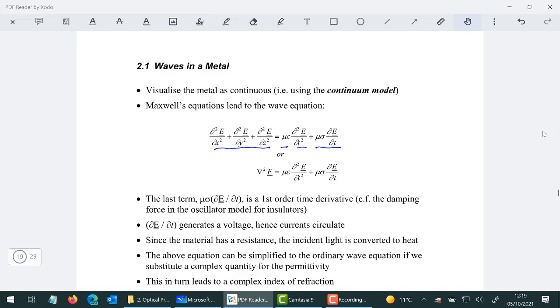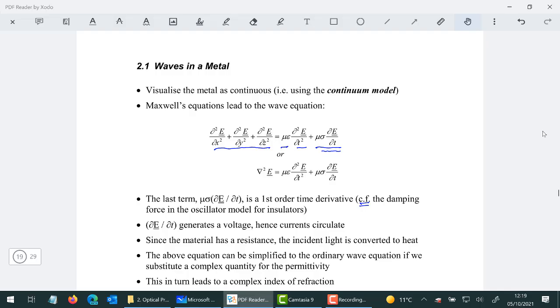Now, going back to second year maths, you'll remember that if we have a second order differential equation, then the d by dt term is related to the damping within that driven damped oscillator. So the last term is a first order derivative, and so it's related in some way to the damping force within the oscillator model for insulators. We can compare it to the damping force in the oscillator models.